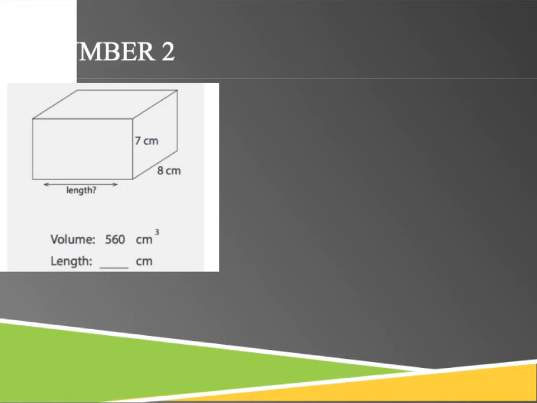Okay? Pause the video, try to do this one on your own. This one is set up very similar to the last problem where we are missing the length here. They give you the volume, the width, and the height. So remember, if volume equals length times width times height, plug in what you do have and solve for that missing digit.